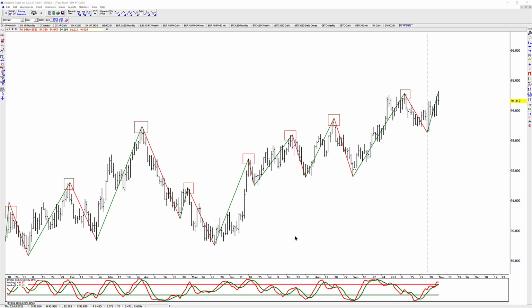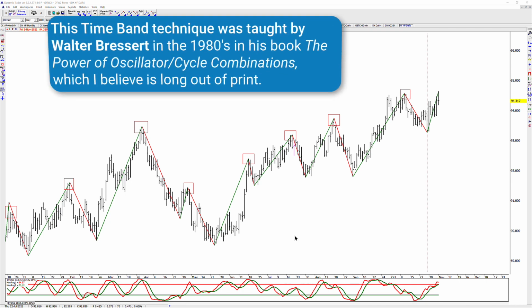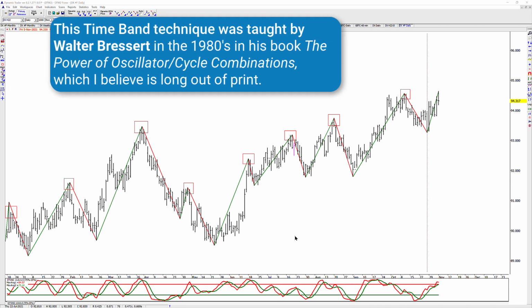Before we start, I basically learned this technique, basically the same as I'm presenting it to you, from Walt Bressert almost 30 years ago. Walt Bressert was known as the father of financial cycles. He passed away a few years ago. But in the 80s and 90s, he lived in Tucson, Arizona, when I lived in Tucson, Arizona. And we used to get together and do a hike every now and then and talk markets. And it was right about that time when he had published a book called The Power of Oscillator Cycle Combinations. I think that's the title of it. It's long since been out of print.